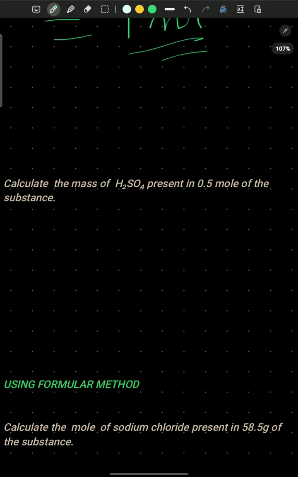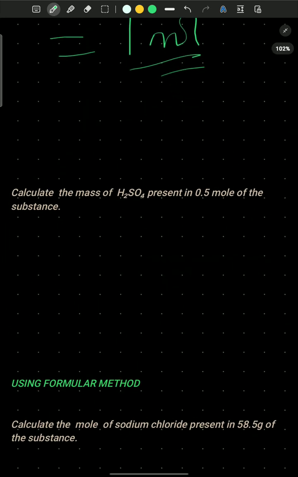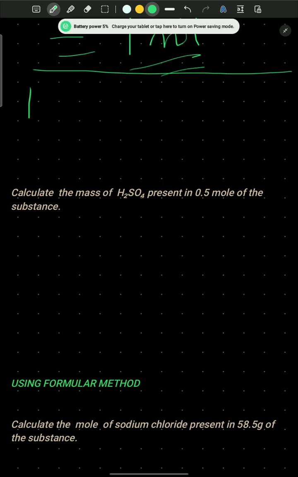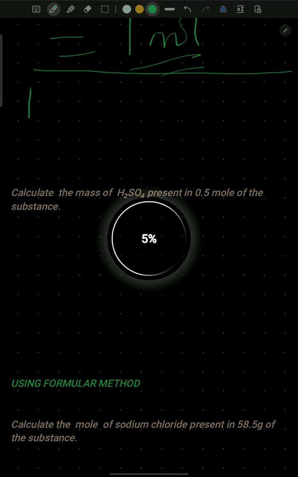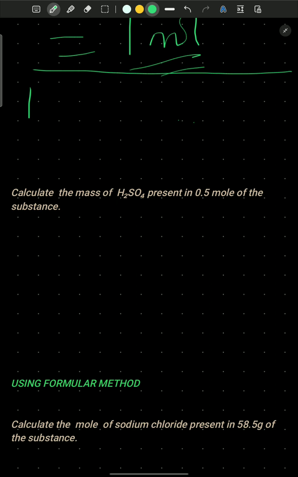So we move on to the number 2 aspect of it. The question says that calculate the mass of H2SO4 that is present in 0.5 mole of the substance. So this is quite very easy to do. So the first thing we need to do is to find the relative molecular mass of the H2SO4. So sorry for that. So we find the relative molecular mass of H2SO4.